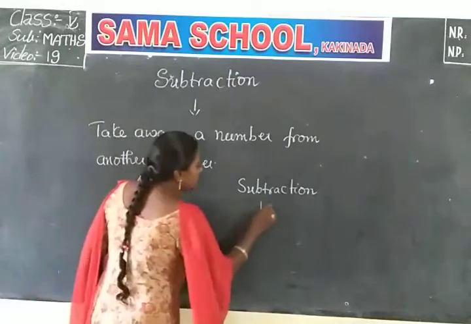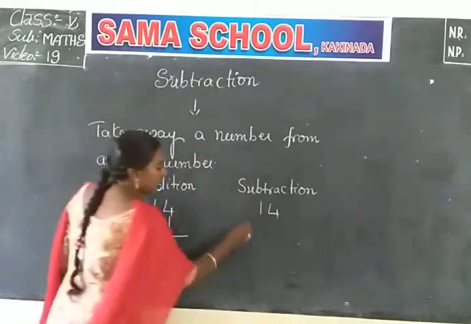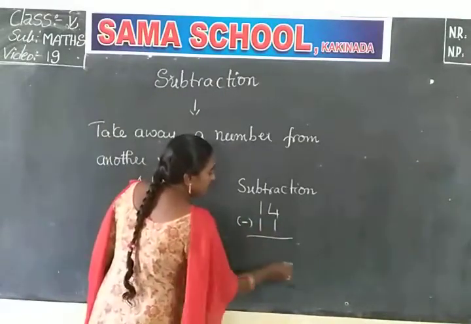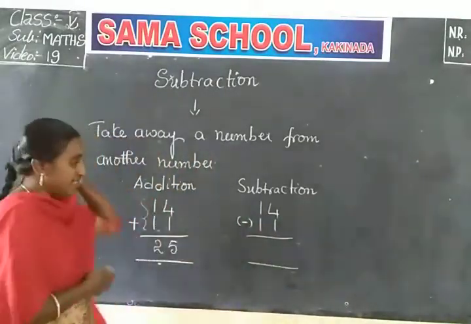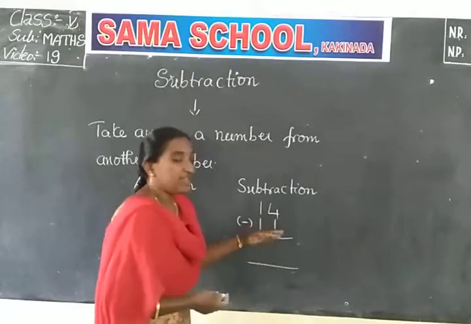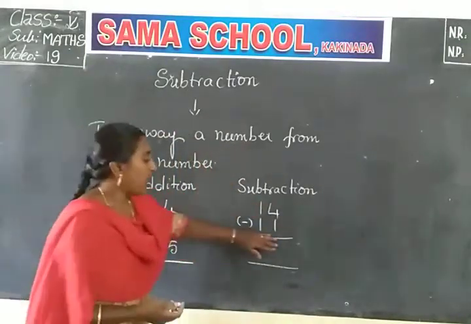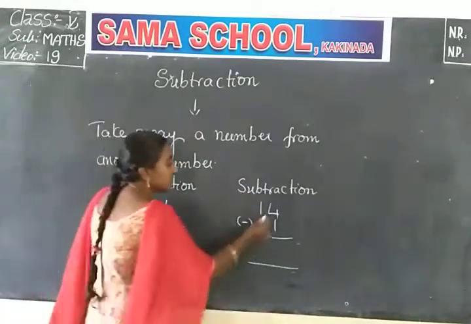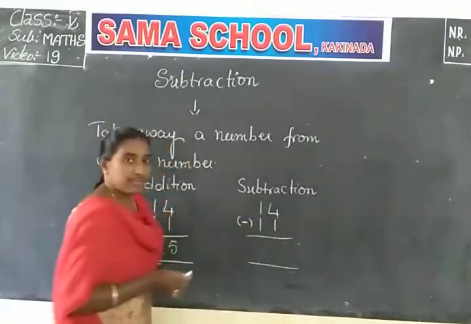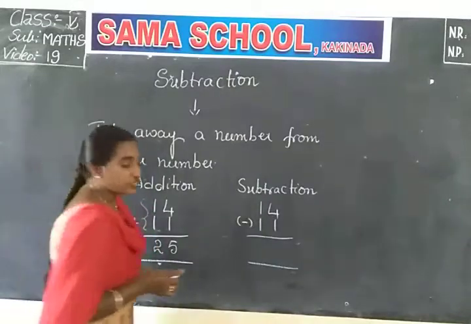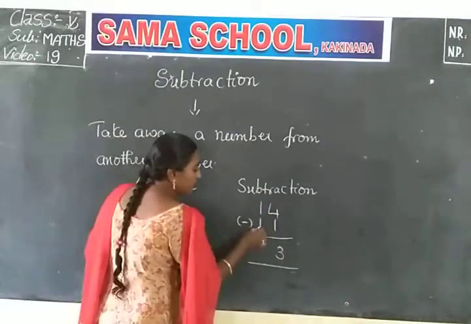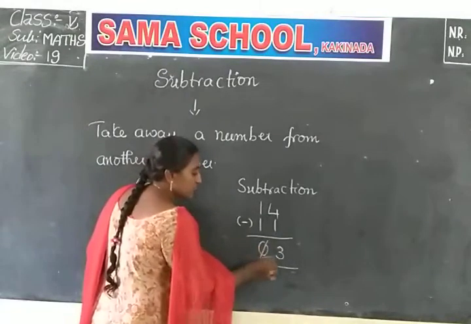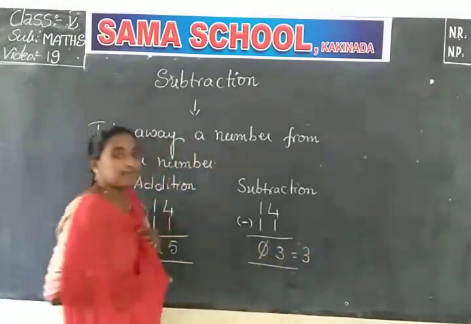Take the same numbers for subtraction. 14 minus 11. That means you have to cancel, you have to take away 11 from 14. Okay? See here, 4 minus 1. How much? 3. 1 minus 1? 0. This 0 is invalid. Simply the result is 3.